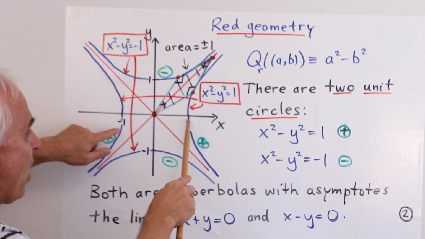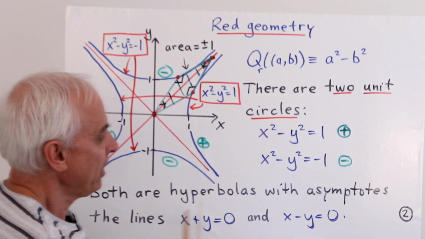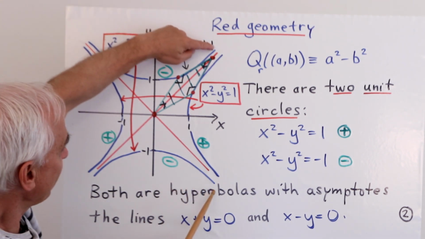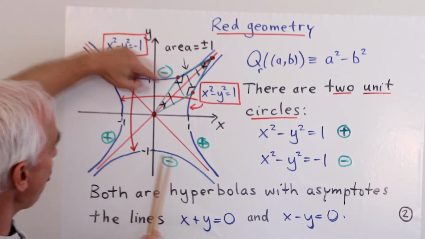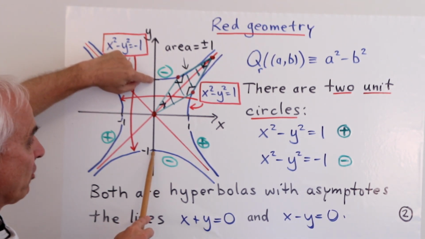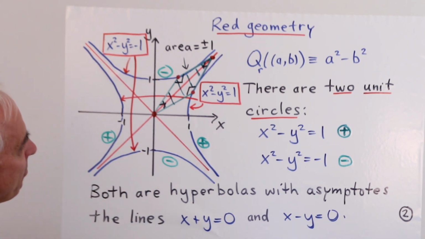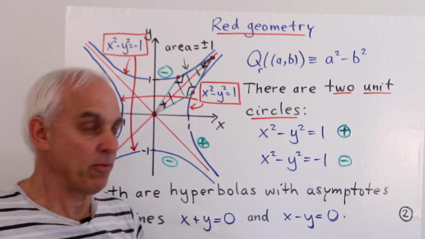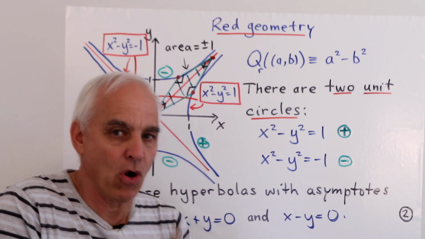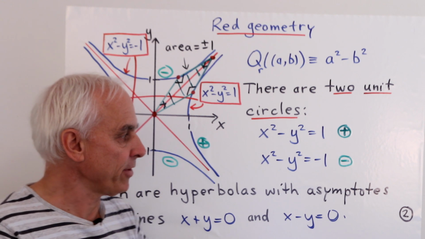It passes through the points (1, 0) and (-1, 0) on the x-axis. And then the hyperbola x squared minus y squared equals -1, that is this curve here. It also has two branches, but they're opening up and down, going through the points (0, 1) and (0, -1) on the y-axis. Now, these are hyperbolas, so they're not circles, but they are acting as circles in our geometry. So they play the same kind of role as the unit circle, the familiar round circle in the blue geometry.